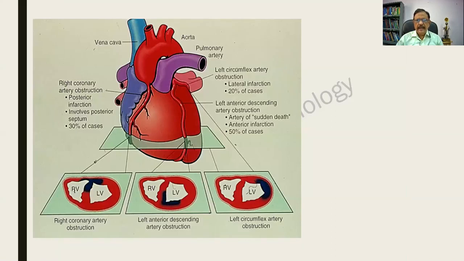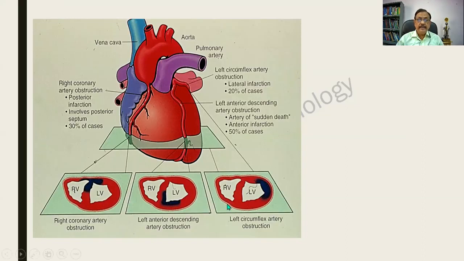This is a diagram of paramount importance. In fact, very important, do not take it casually. There are three major blood vessels. And this is the left anterior descending artery. This is the left circumflex. And this is the right coronary artery. Remember only these three: left anterior descending, left circumflex, and the right coronary artery.